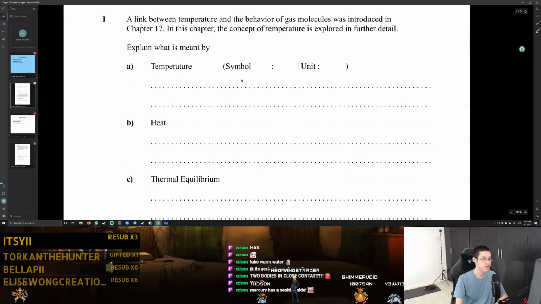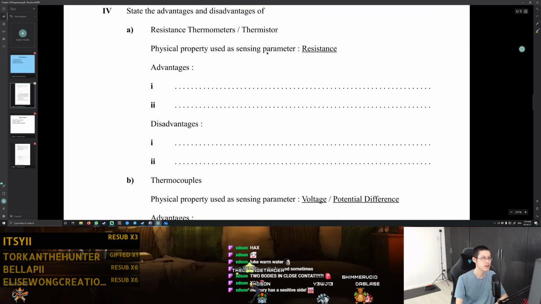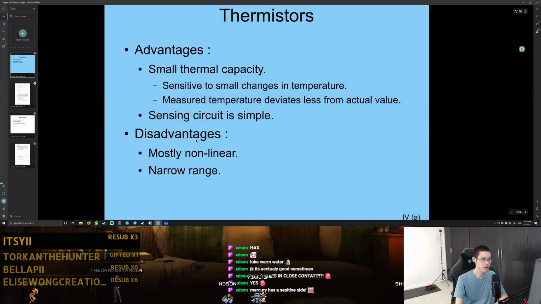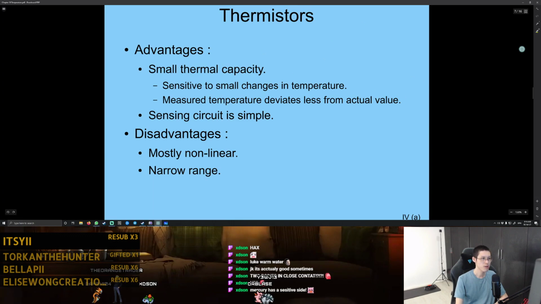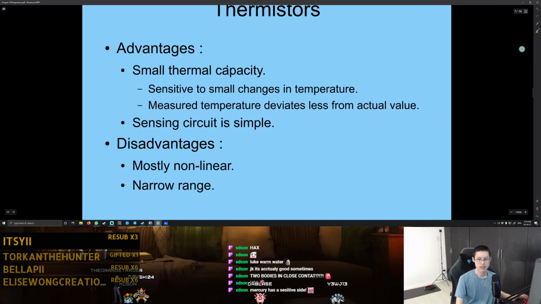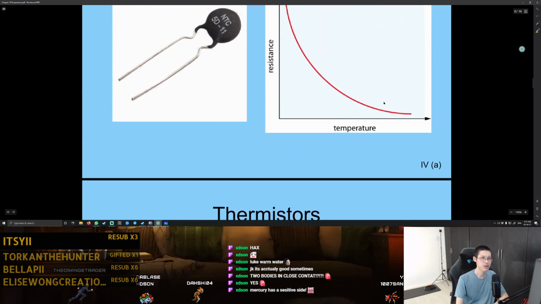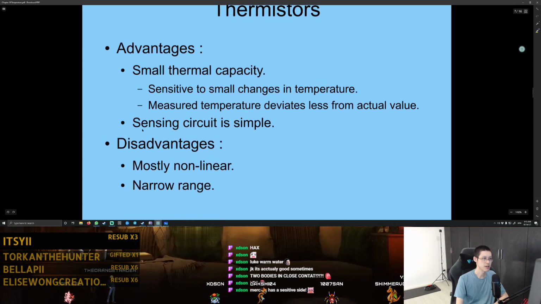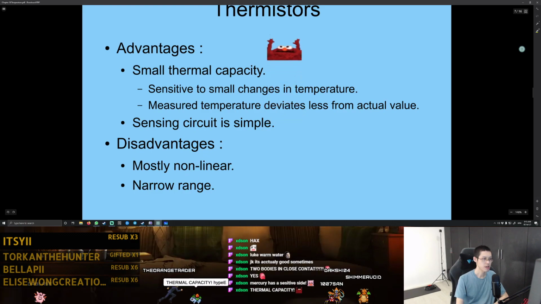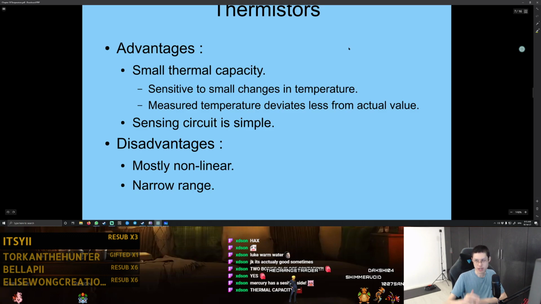Okay. So you should have your notes with you right here. Thermometers. So, under thermistors, you can write the advantages and disadvantages of the thermistor. You want to write these guys here. So the thermistor has a small thermal capacity. We'll talk about thermal capacity in the next chapter. So all you're gonna know for now is that it is sensitive to small changes in temperature. The measured temperature deviates less from the actual value because it is quite linear, even though it doesn't look very linear, but it is actually fairly linear. And the sensing circuit is simple. The disadvantage, it is mostly non-linear, and it has a narrow range. You only use thermistors if you want to measure small changes in temperature, but not a gigantic range. It's only for a small range.